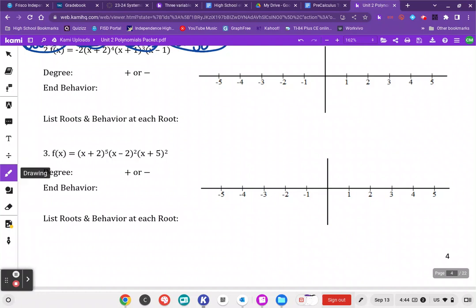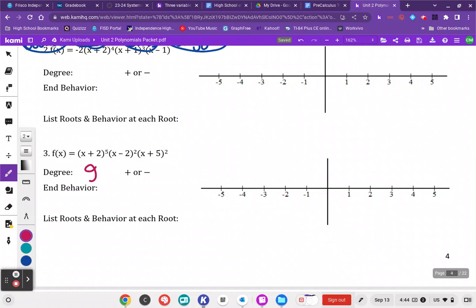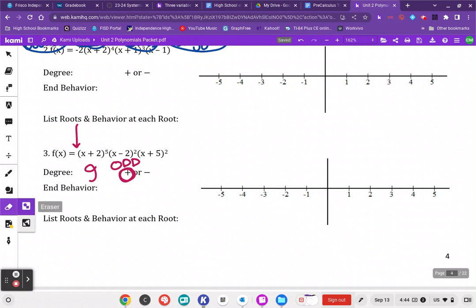Okay, degree. To get the degree, I add all the powers of x. 5, 6, 7, 8, 9. My degree is 9. Okay, 9 is an odd number. So I have an odd function here. 9 is odd. There's not a negative sign in the front. So right here tells me it's going to be positive. So I have an odd positive function. Odd and positive. That means my end behavior is going to be up on the left, down on the right.